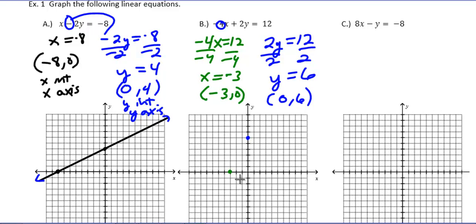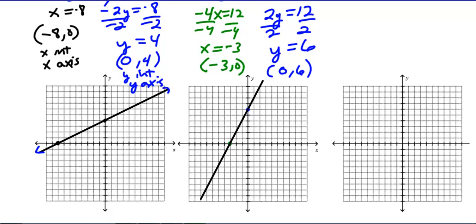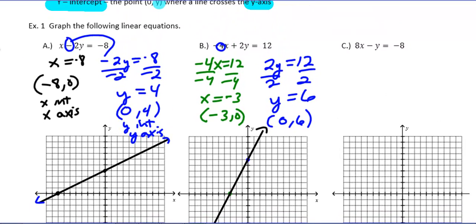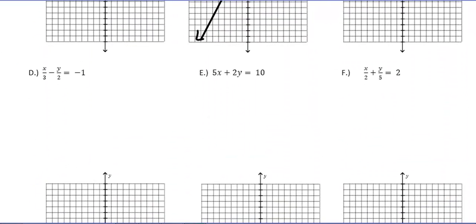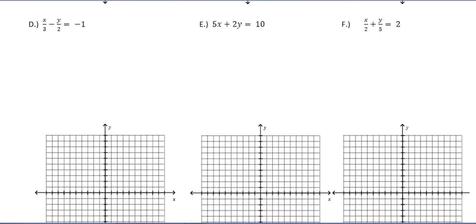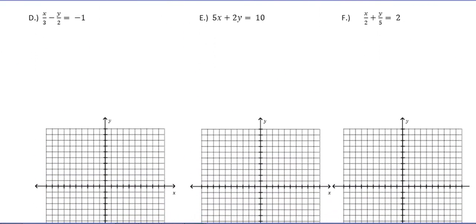Once again, create our line. Make sure you're going through both points and all the way through your graph. A little bit off my screen there. Scroll down a little bit. There we go. And there is my line. I'm going to leave example C for tomorrow. We're going to go ahead and skip down here. I want to do example D next.